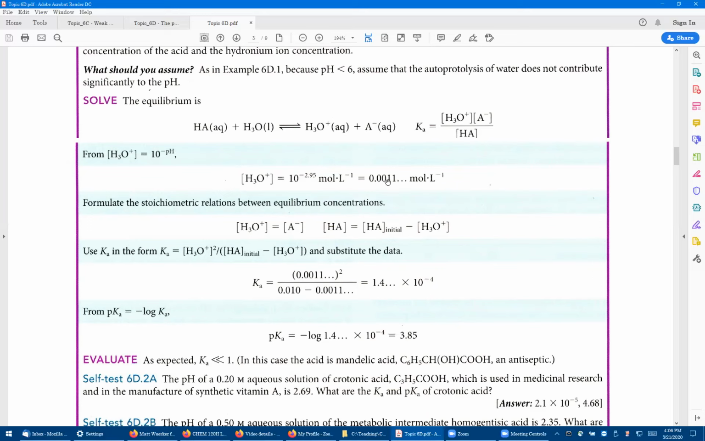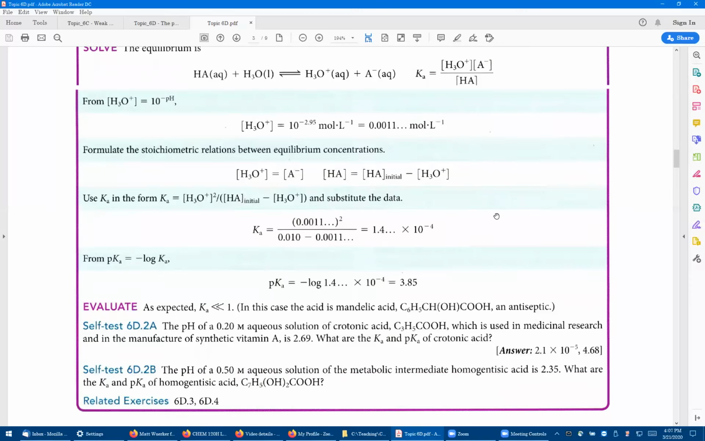Because the hydronium ion concentration is 0.0011, the conjugate base must also have the same concentration, because you get one of each when the weak acid dissociates. So when we know one, we know the other. That's why we can say that the concentration of A minus is the same as the hydronium ion concentration. And again, the concentration of HA at equilibrium is just the initial concentration minus this concentration of the H3O+, which we now know.